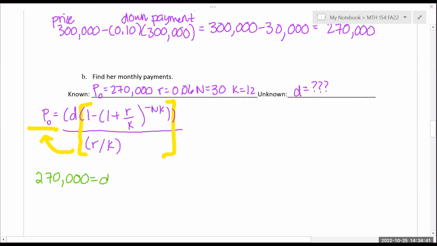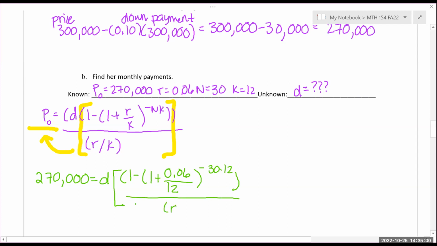So 270,000 equals D. I'm going to move D out. 1 minus (1 plus R over K) to the negative N K. And I've dropped one set of parentheses because I got rid of the D, all over R over K. And then I'm going to figure out what this is. If you're not sure about the parentheses: open, open, close, close, open, close. So I'm going to come over to my calculator and put all that in, and I'm going to get some answer.